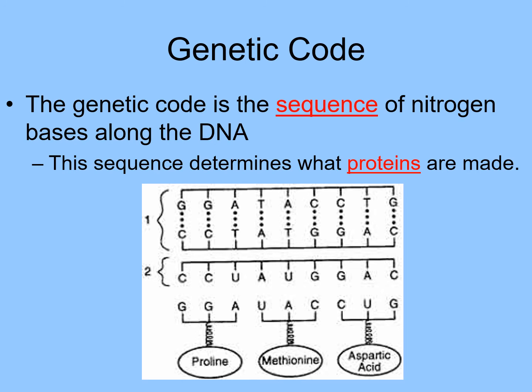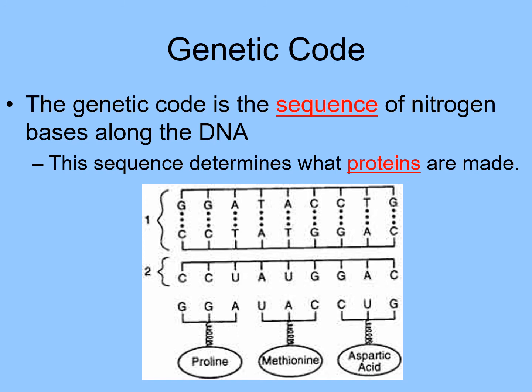Now, just a few things to keep in mind. When we talk about DNA, we talk about this thing called the genetic code. And the genetic code is a sequence of nitrogen bases along the DNA. It's basically like reading a sentence. Okay? When you read a sentence, you get an idea of what's going on. Well, our bodies read these nitrogen bases. And the sequence determines what proteins are made.